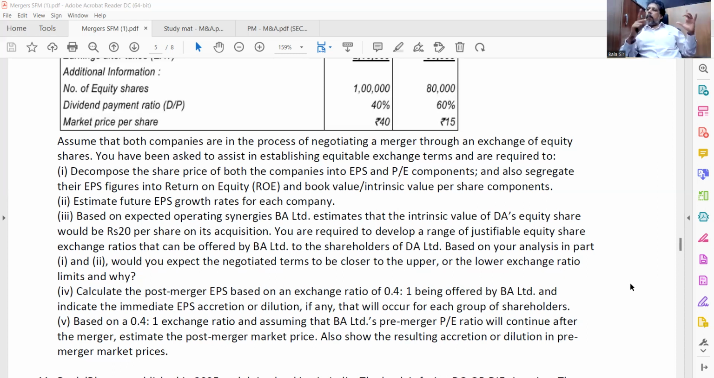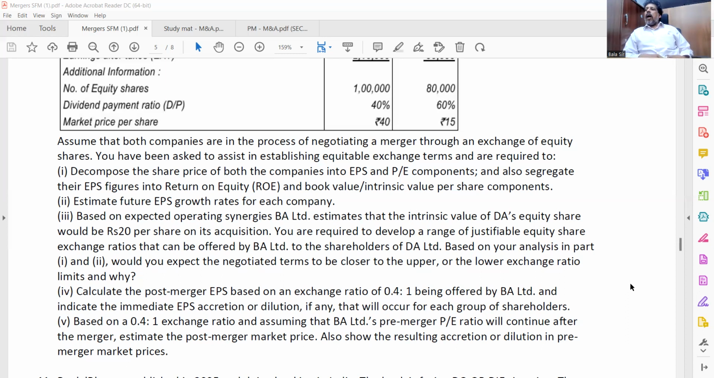Yes, sir. What is the combined firm's EPS? 2.341. And what is the combined firm's PE ratio? Same 19.05, same as BA. That's what is given. The question says assuming that the price earnings ratio will be the same. So what is 2.341 into 19.05? 44.5. That is supposed to be the market price per share of the combined firm.